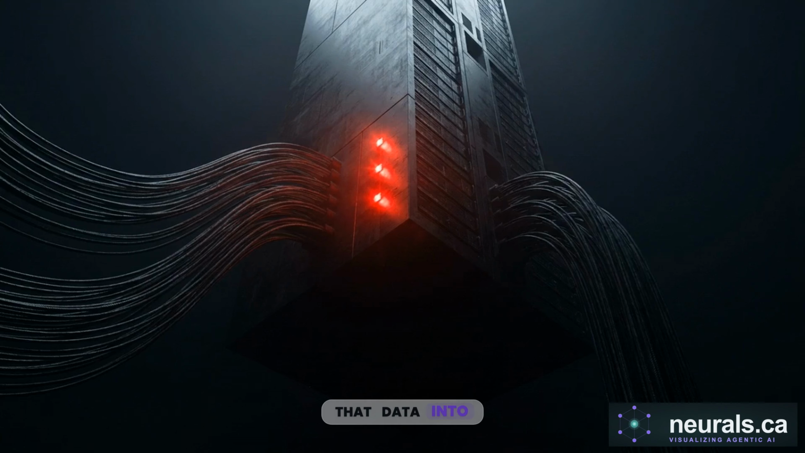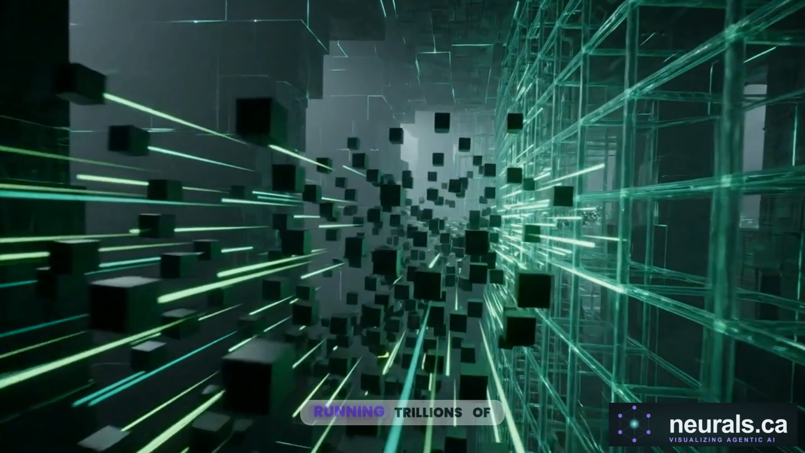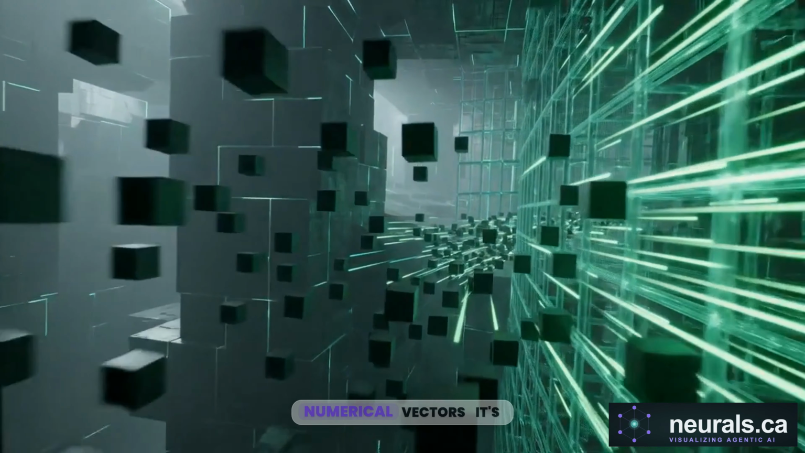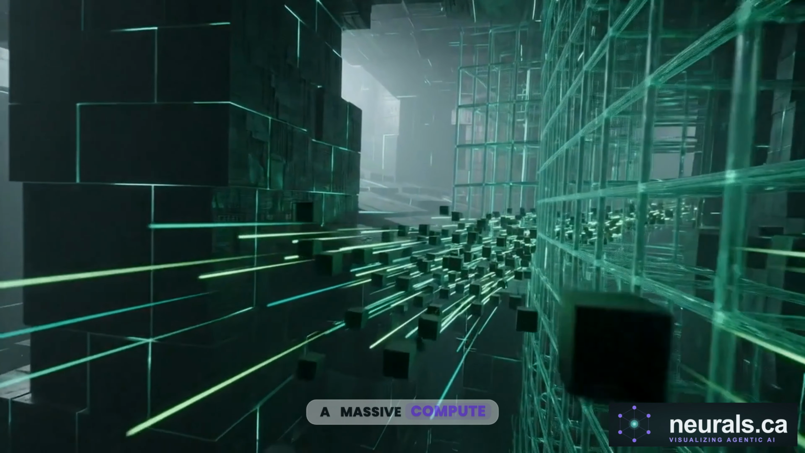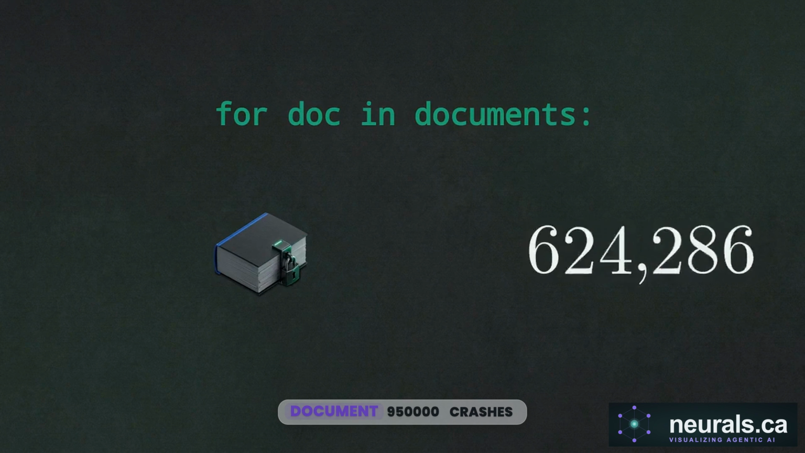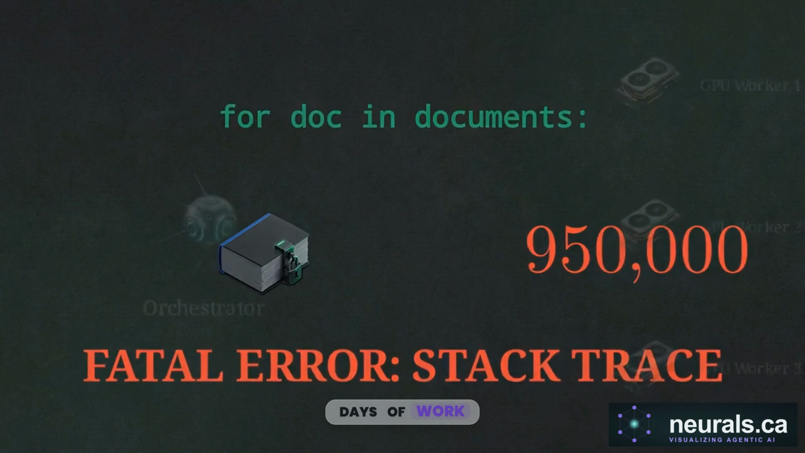Getting that data into the database in the first place reveals the next point of failure. Writing a simple, single-threaded Python script to parse and embed files works fine for 50 PDFs. Processing 1 million documents means running trillions of text chunks through a neural network to generate dense numerical vectors. It's a massive compute load. If run sequentially, a single corrupt file at document 950,000 crashes the script, destroying days of work.